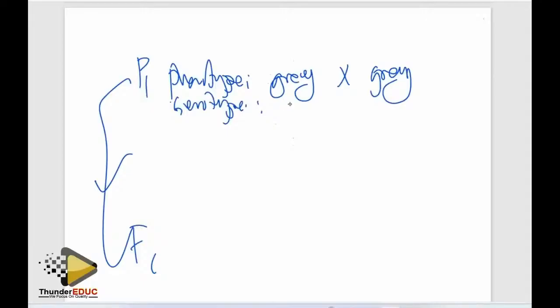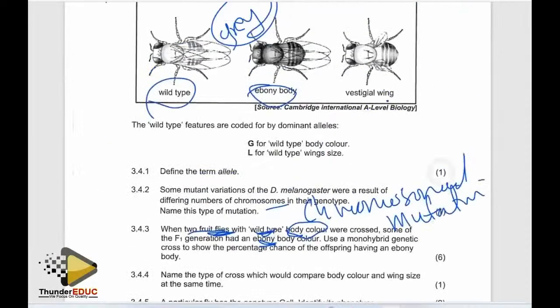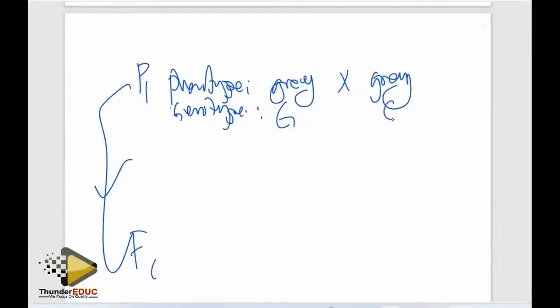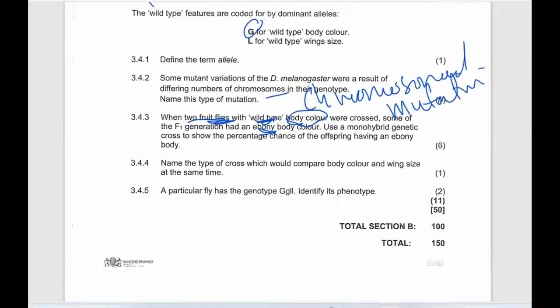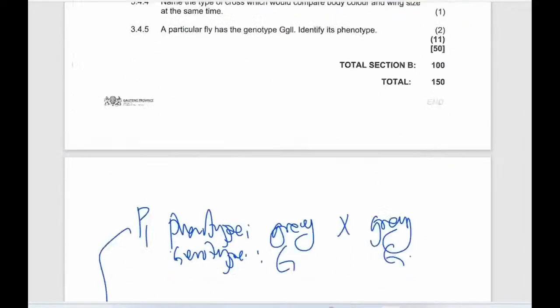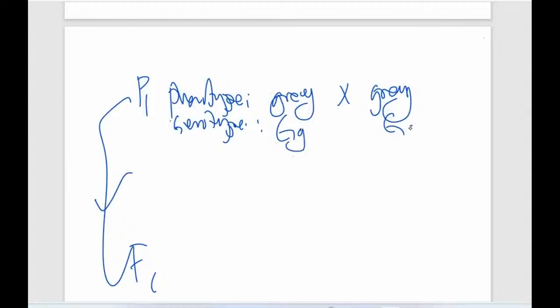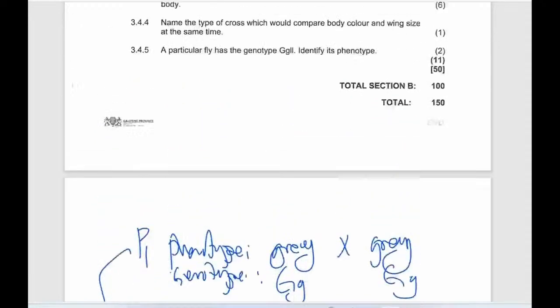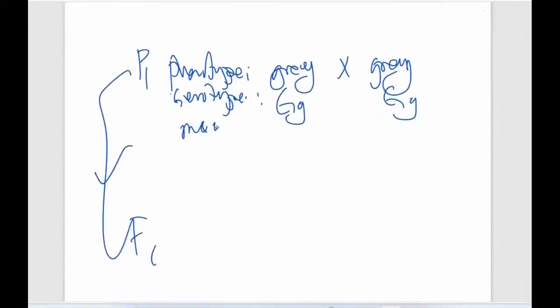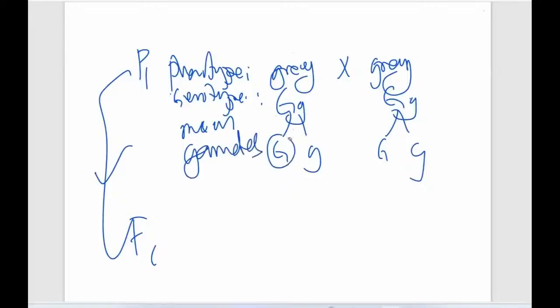Gray, the wild type, is capital G. But they said they produced ebony, and ebony is a recessive allele, therefore it's small g. Why do we say it's a recessive allele? Because they showed it here. Then you say meiosis occurs, and you have capital G, small g, and capital G, small g. Because these are gametes, you circle them. Don't leave them naked as if at the beach.